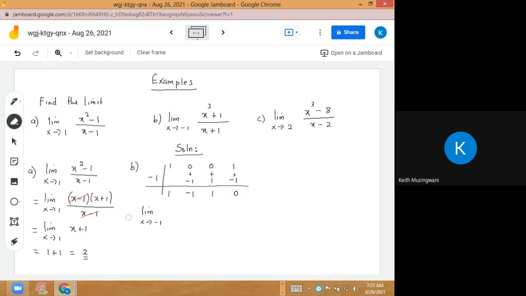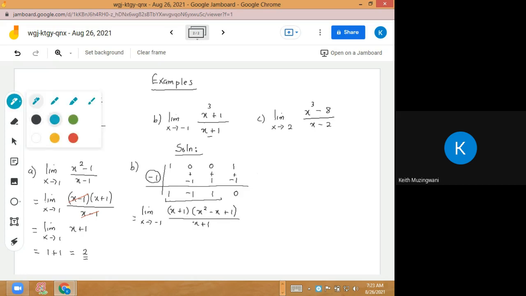What we have now is the limit as x goes to -1. Instead of writing x^3 + 1, we write x + 1, which we have used here. We are now writing the factorized form of that, multiplied by this piece here, which is a quadratic now, x squared minus x plus 1, over the denominator, x plus 1. At this point, we can see that this one and this one will cancel.